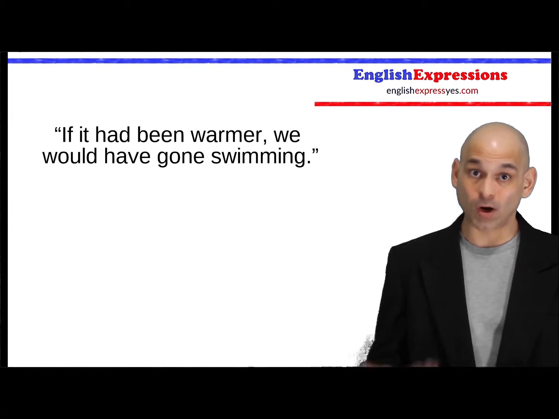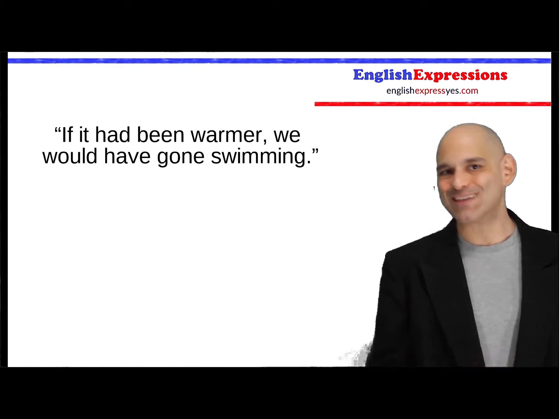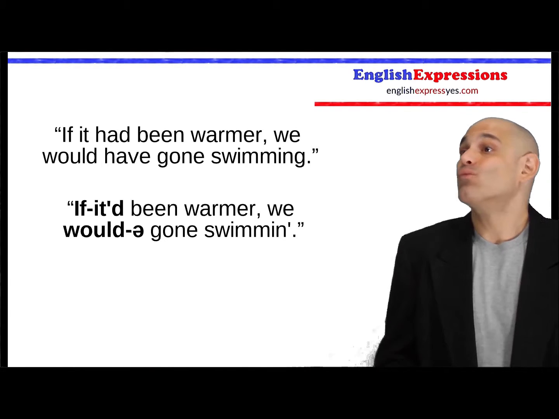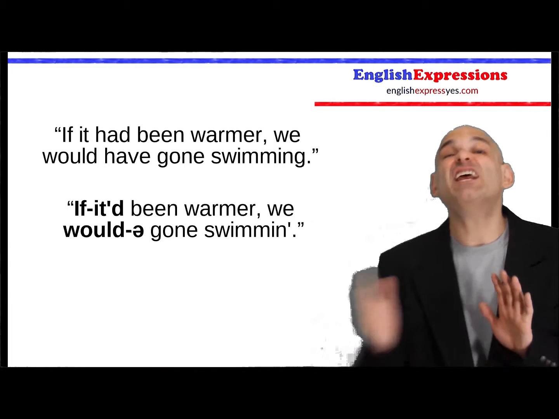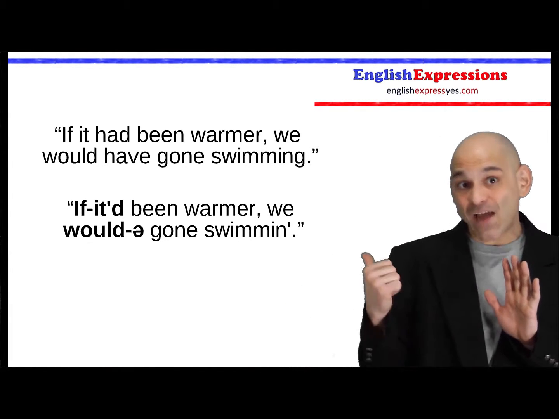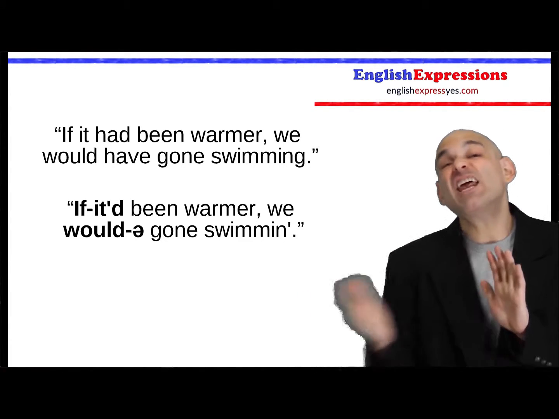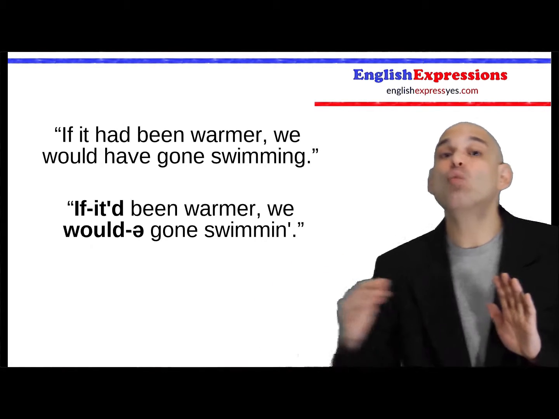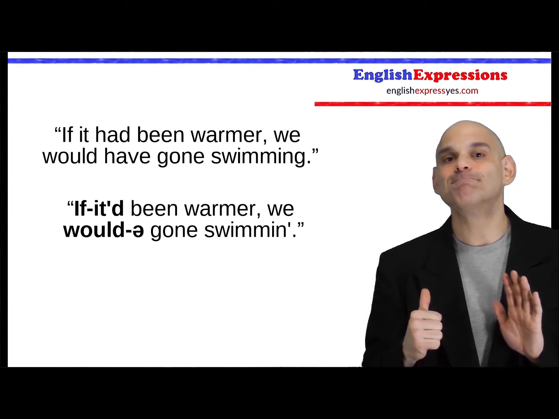If it had been warmer, we would have gone swimming. Native English speakers don't say that. They say, if it had been warmer, we would have gone swimming. So here, if it had, okay? If it, the F links onto the I, and we use a contraction here. If it had been warmer, we would have gone, okay, would have gone swimming.